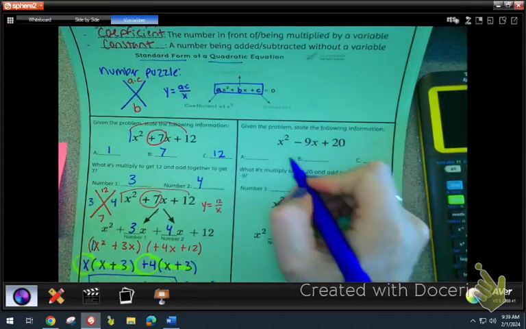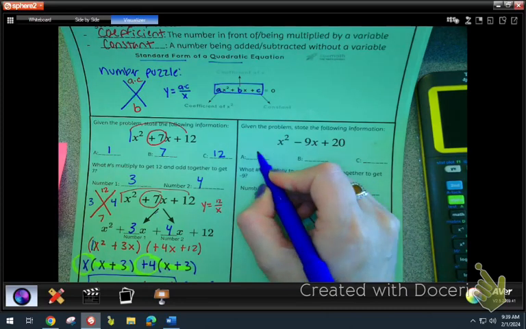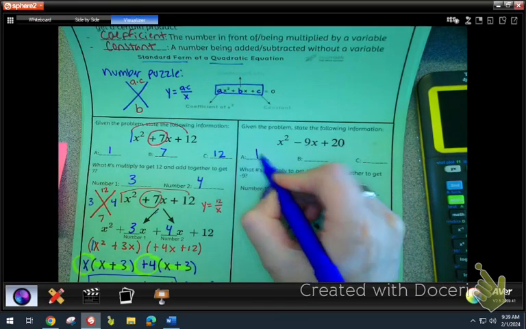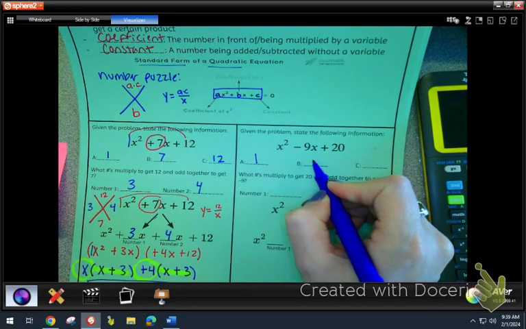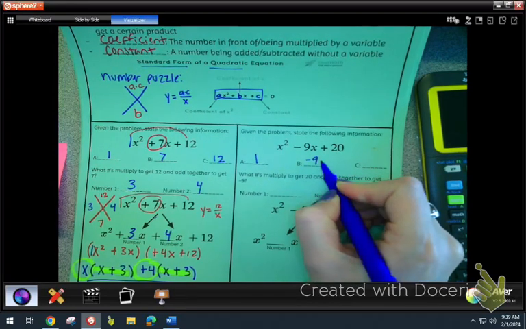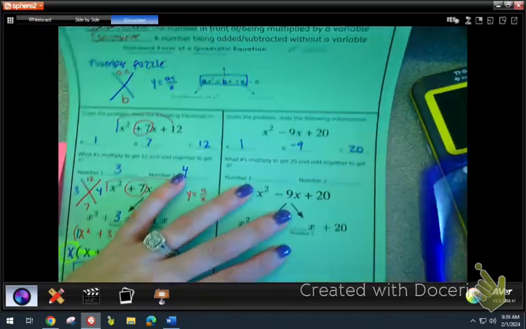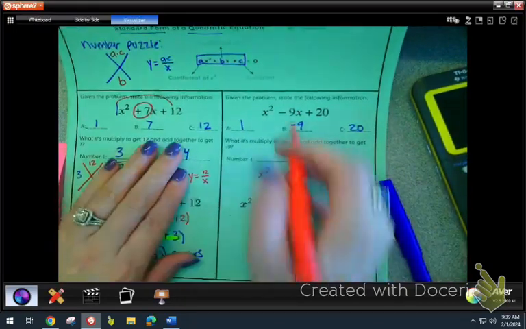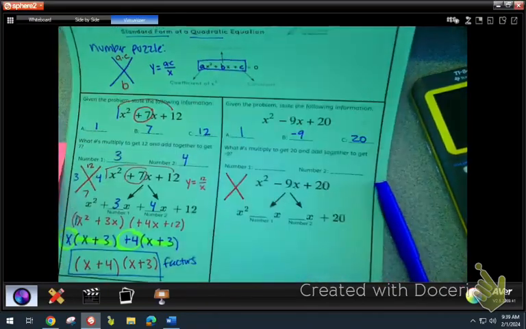Let's work this together. What's our a value? The number in front of x squared is a 1. The number in front of x is a negative 9. The constant is 20. Okay, here's the new part. Let's go over here like I did on this one and make your big X. We got to do the number puzzle. This is the X game thing.